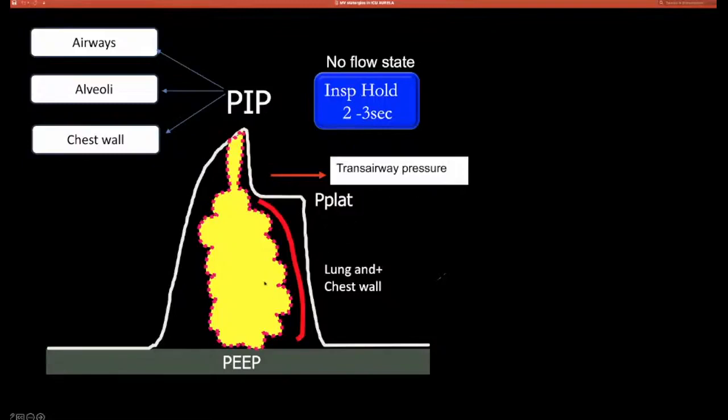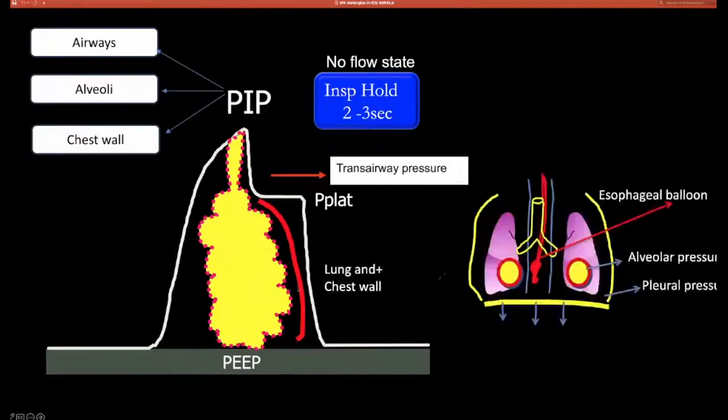P plat includes both the alveoli and the chest wall. If you want to really differentiate the contribution of the chest wall, you have to float an esophageal balloon, which is not available in most ventilators. It is quite expensive, and it is in fact not required for every patient. It is only required for the sickest of the sick lungs. This discrimination between the lung and the chest wall is mostly done by clinical assessment.